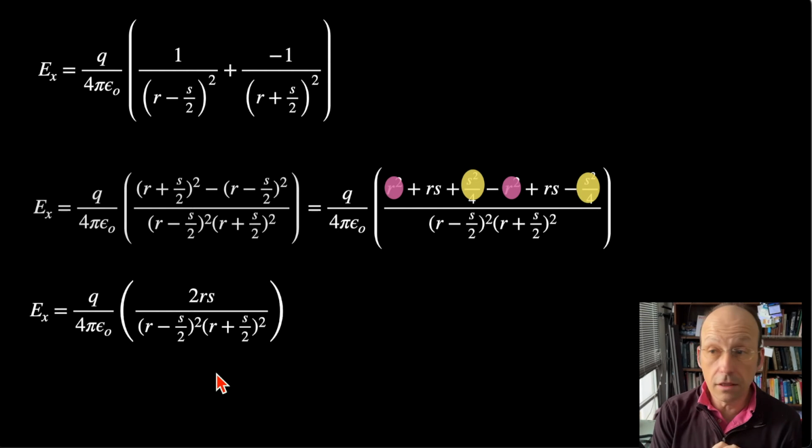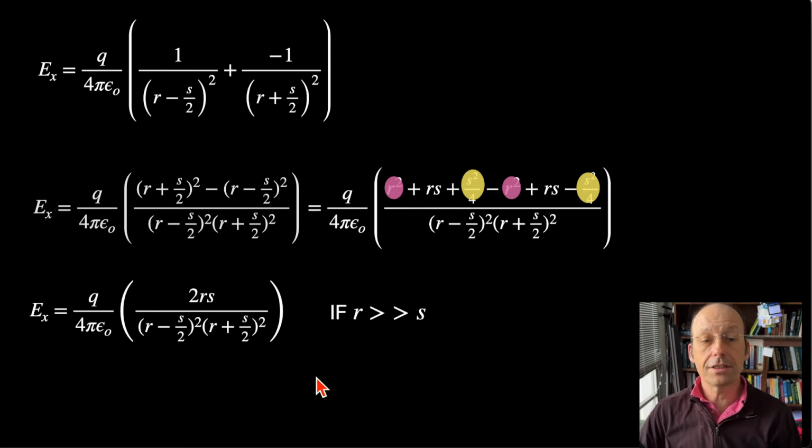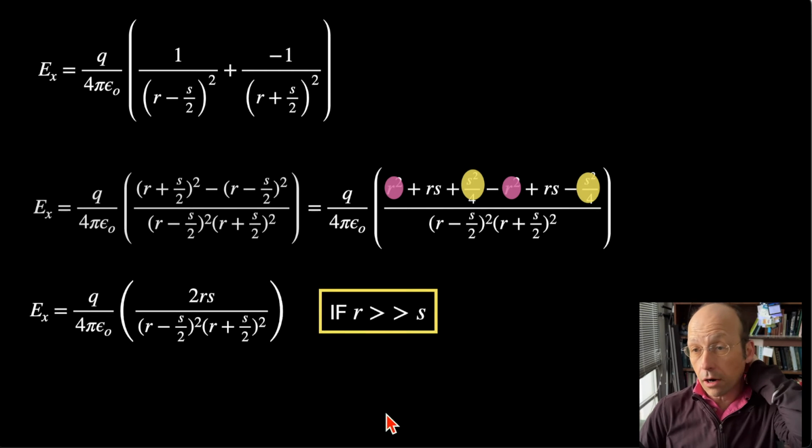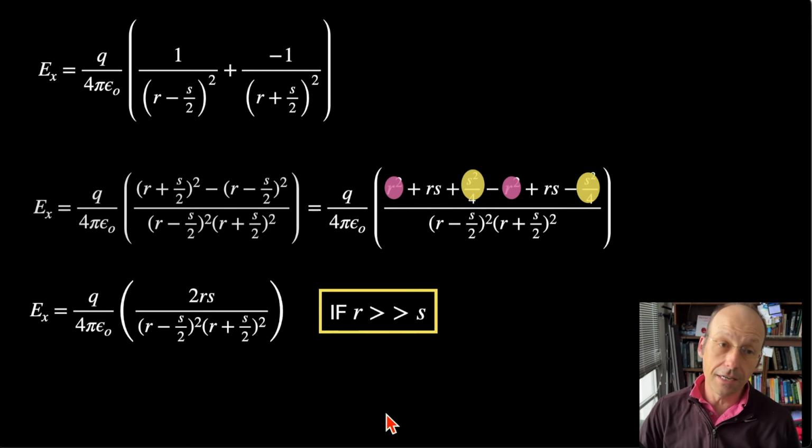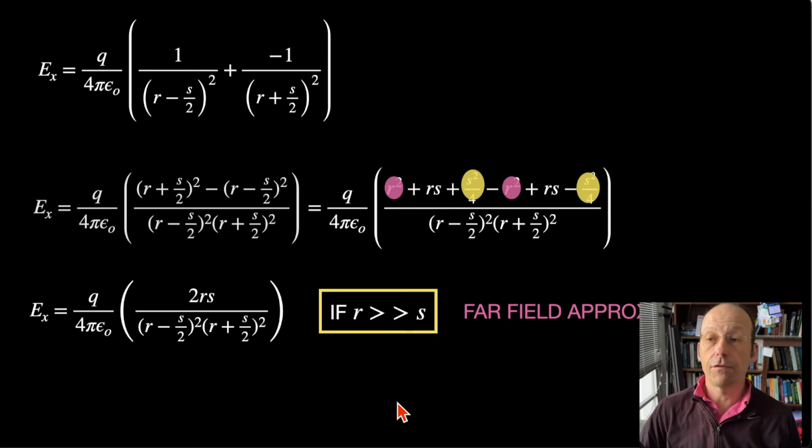We haven't done the far field approximation. Now we're going to do the far field. The far field approximation says, let's imagine that r is much greater than s, so it's not near the dipole. We call this the far field approximation.